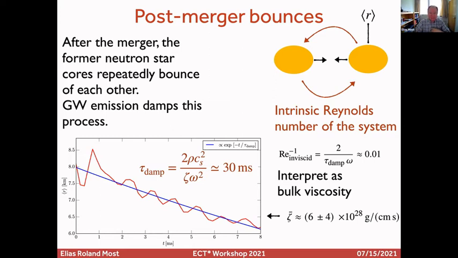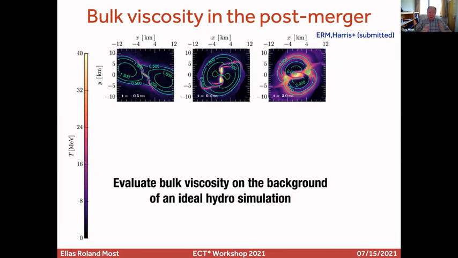And now what we did is we took a stock simulation of what a neutron star merger coalescence looks like these days. This is using a 1.4 equal mass merger with Veronica Dexheimer's CMF equation of state. And on the background of this ideal hydro simulation, so there was no viscosity dynamically included in the simulation, we evaluated those expressions to estimate what the contribution of the bulk viscosity would have been.